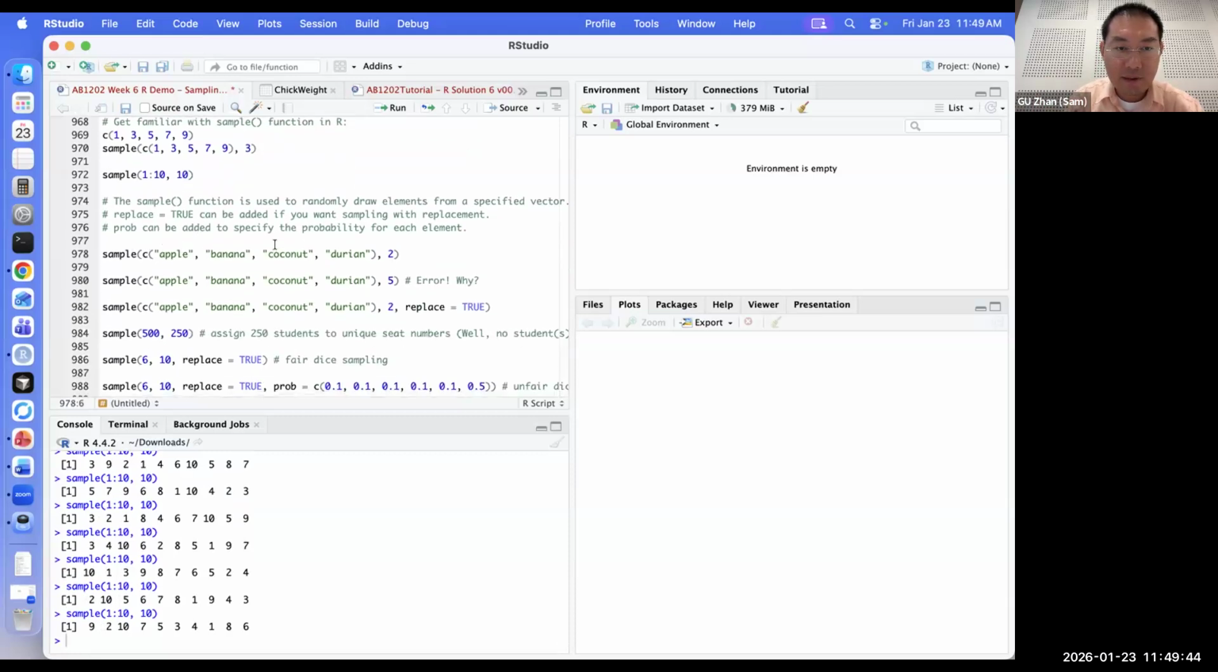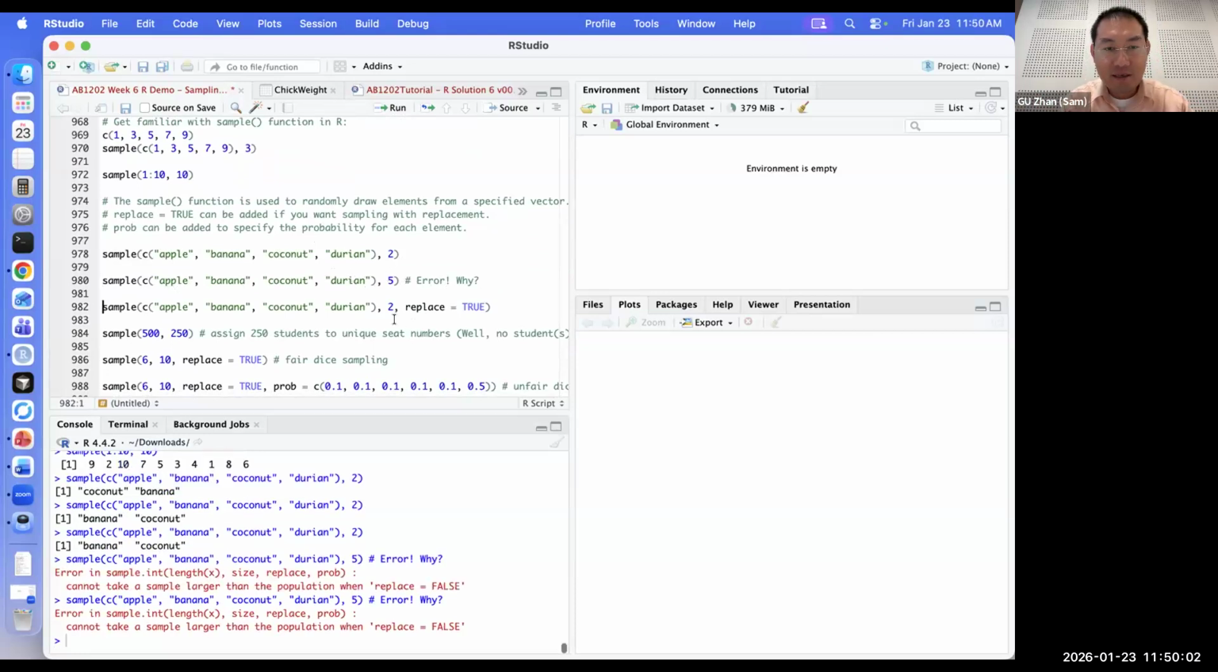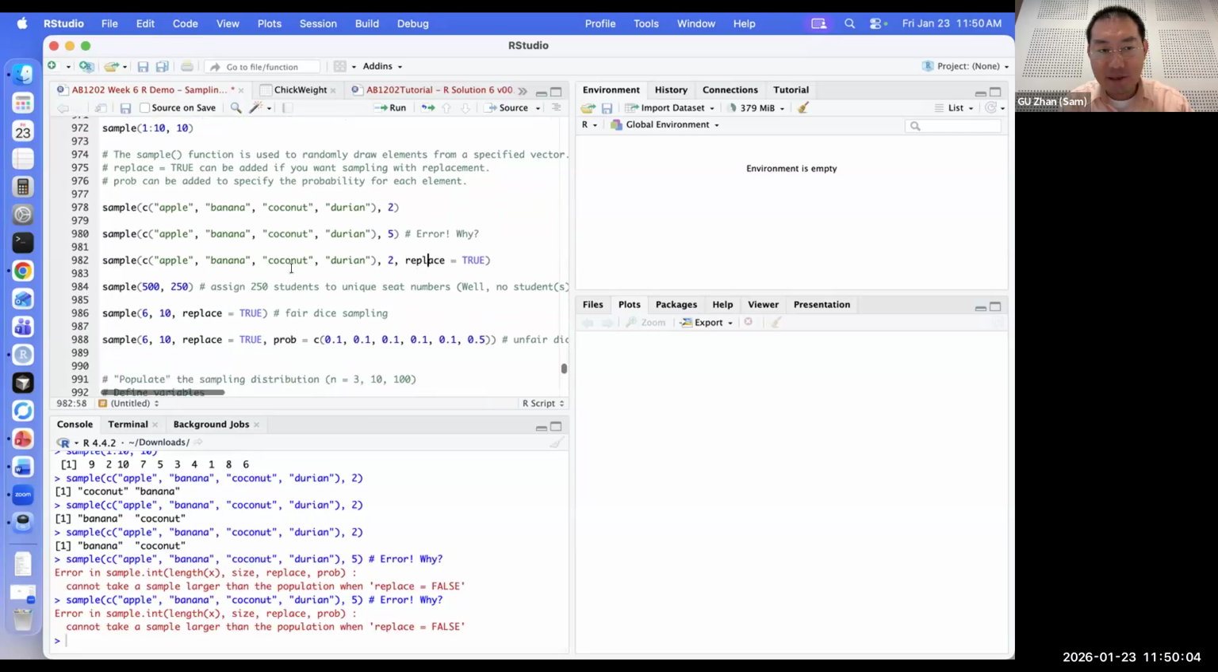You can say apple, banana, coconut, durian, and give me any 2 of these; you can sample many times. Then next, I have this list, give me 5. It gives you an error. Why? Because you have only four elements, and you want to get 5, which is impossible. But if you add replace, then it becomes possible. Each time you get one fruit out, you put it back.